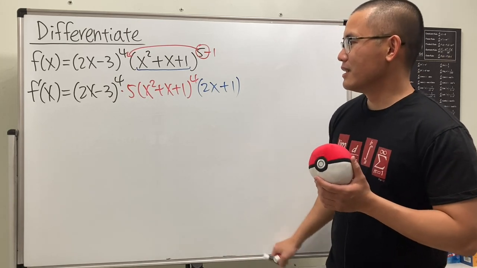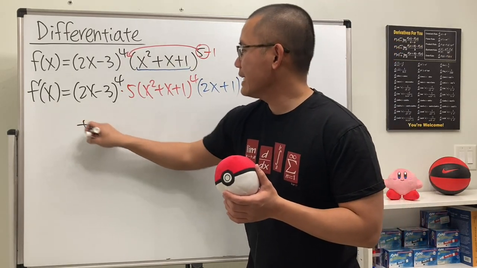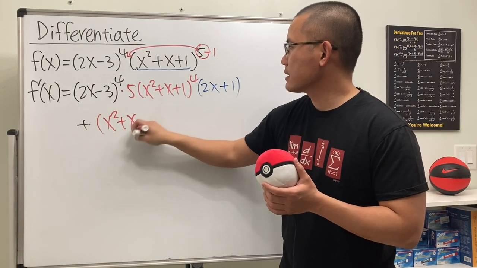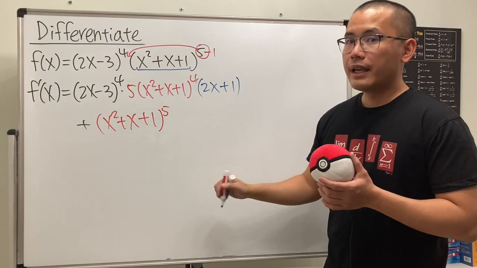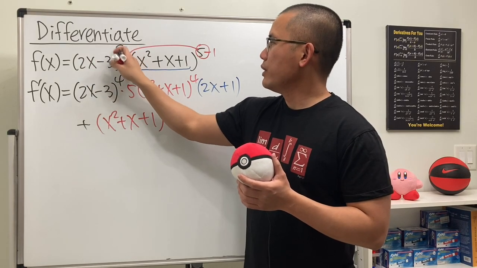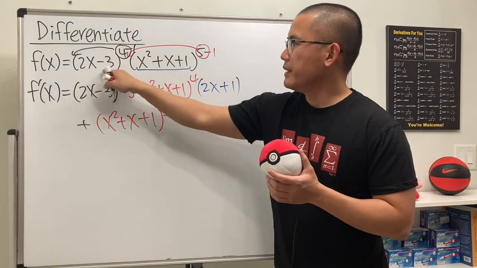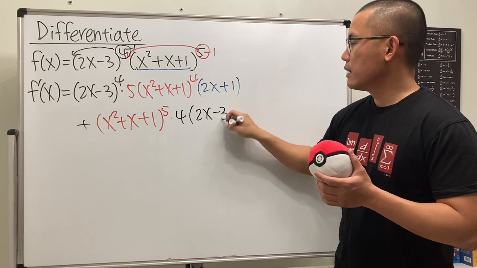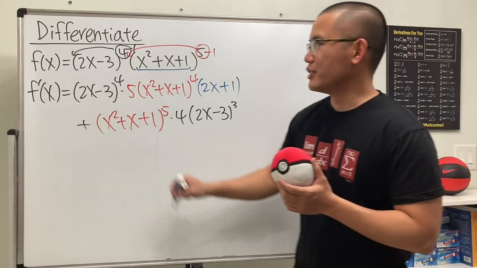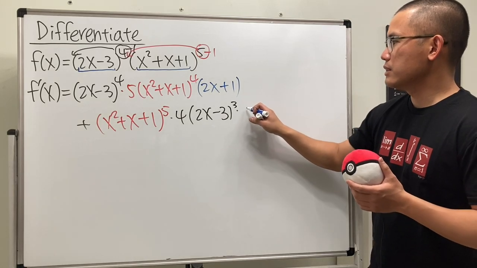But we're not done yet, because we have to do the second part of the product rule, which says we will have to add the second function, which I will write down in red, right? x squared plus x plus 1 raised to the fifth power. And then we multiply by the derivative of the first. Derivative of the first, well, we bring the power to the front and then minus 1. So we will get 4 parentheses, and this right here stays the same, raised to the third power, like that. And we are going to use the chain rule for this as well. So we multiply by the derivative inside, which is actually going to give us just a 2.